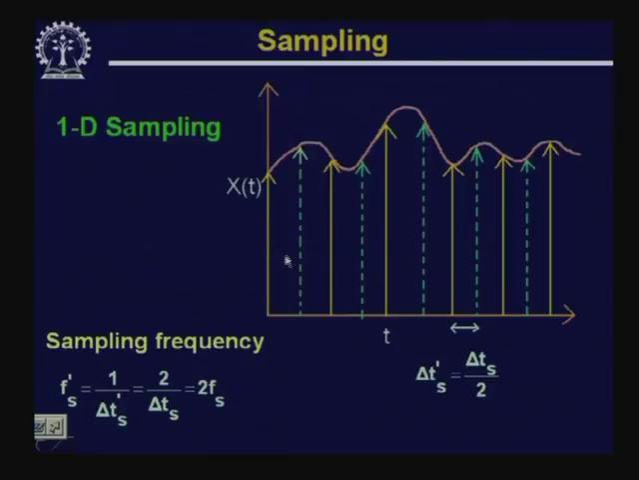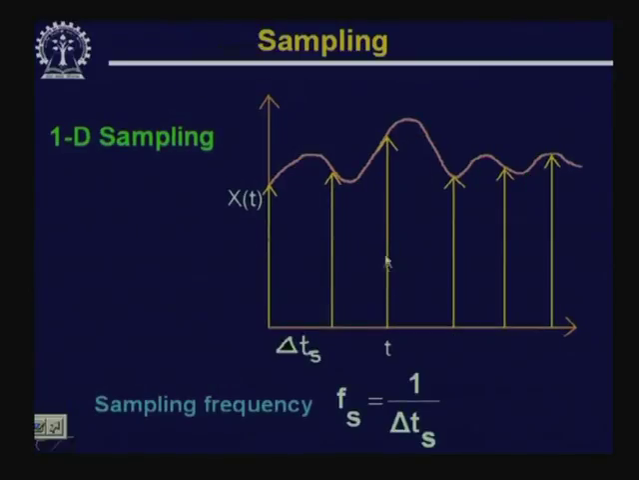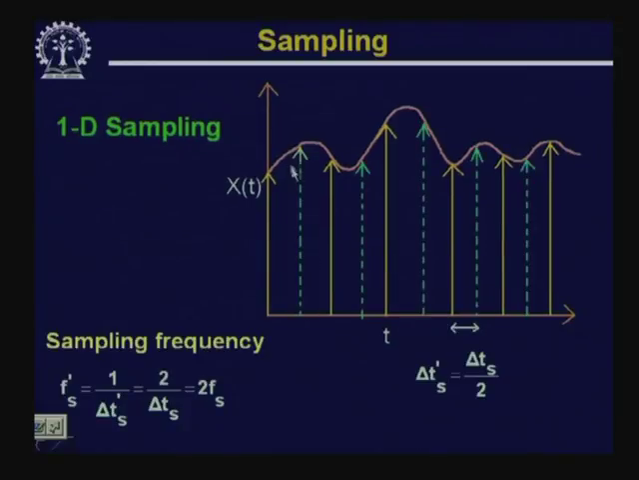The alternative is, let us increase the sampling frequency, or let us decrease the sampling interval. If I do that, you find that these bold golden lines represent the earlier samples that we had like this, whereas these dotted green lines represent the new samples that we want to take. And when we take these new samples, we reduce the sampling interval by half.